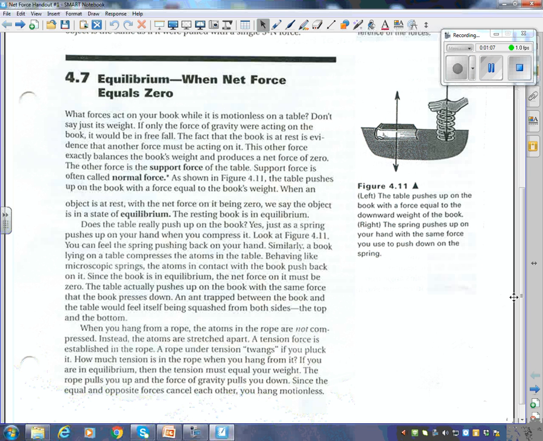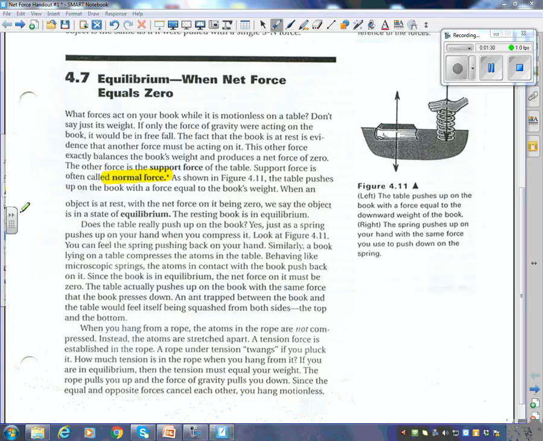What forces act on your book while it's motionless on a table? Don't just say its weight. If only the force of gravity were acting on the book, it would be in free fall. The fact that the book is at rest is evidence that another force must be acting on it. This other force exactly balances the book's weight and produces the net force of zero. The other force is the support force of the table. Support force is often called the normal force, and we've been talking about that for a while.